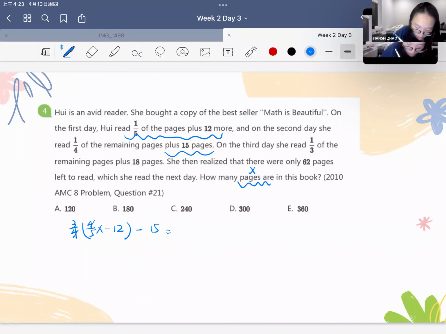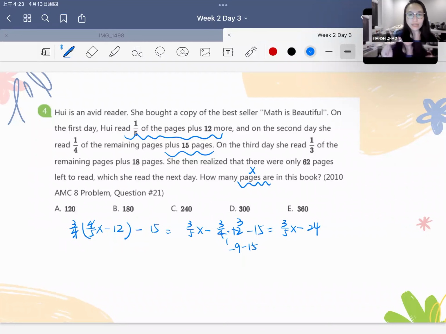Do the calculation. It's 3/5x and then 3/4 times 12 and then minus 15. Then 3/5x minus 9 minus 15, so it's minus 24. So after the second day of reading, there are 3/5x minus 24 pages left. And on the third day, she read 1/3 of the remaining pages plus 18 pages, so there are in total 2/3 of the remaining pages, which is 3/5x minus 24, and then minus 18. So after the third day, there is this amount of pages left.